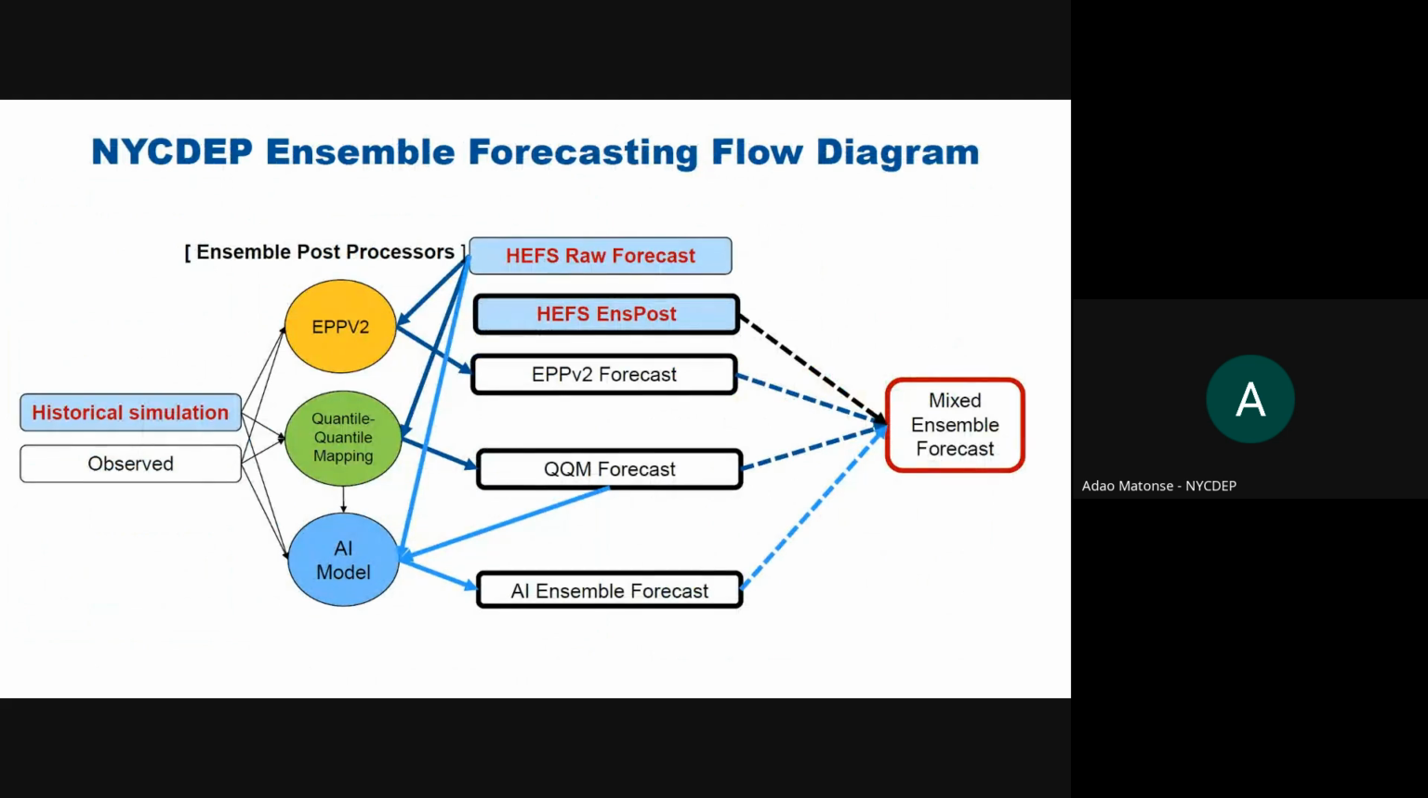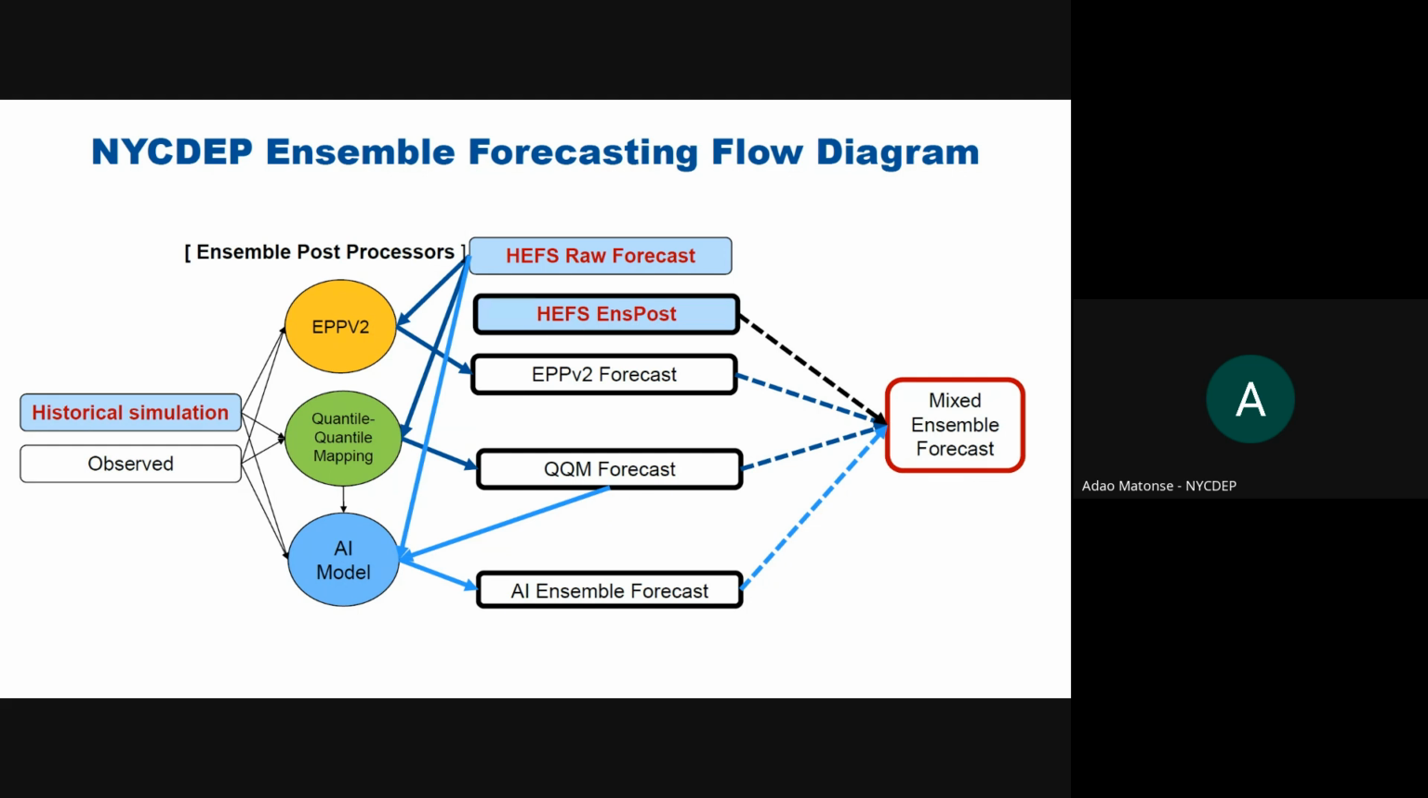Next slide. This slide shows an ensemble forecasting diagram. It shows the way we use the historical simulation together with observations to develop our post-processors, which are then run using the raw forecast. We also have the alternative to use HEFS post-processed forecasts. What we also do is use the historical hindcasts to perform an ensemble verification for each of these post-processors run at each of the OST forecast locations.